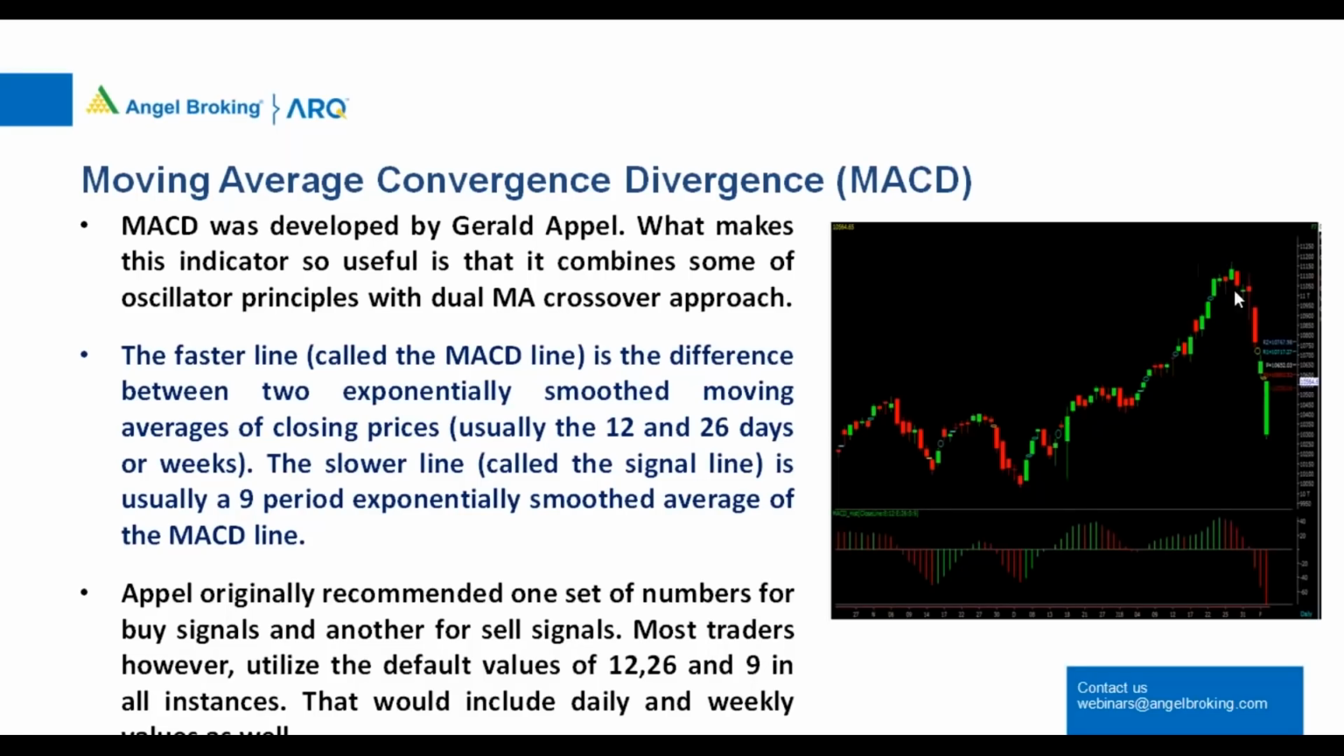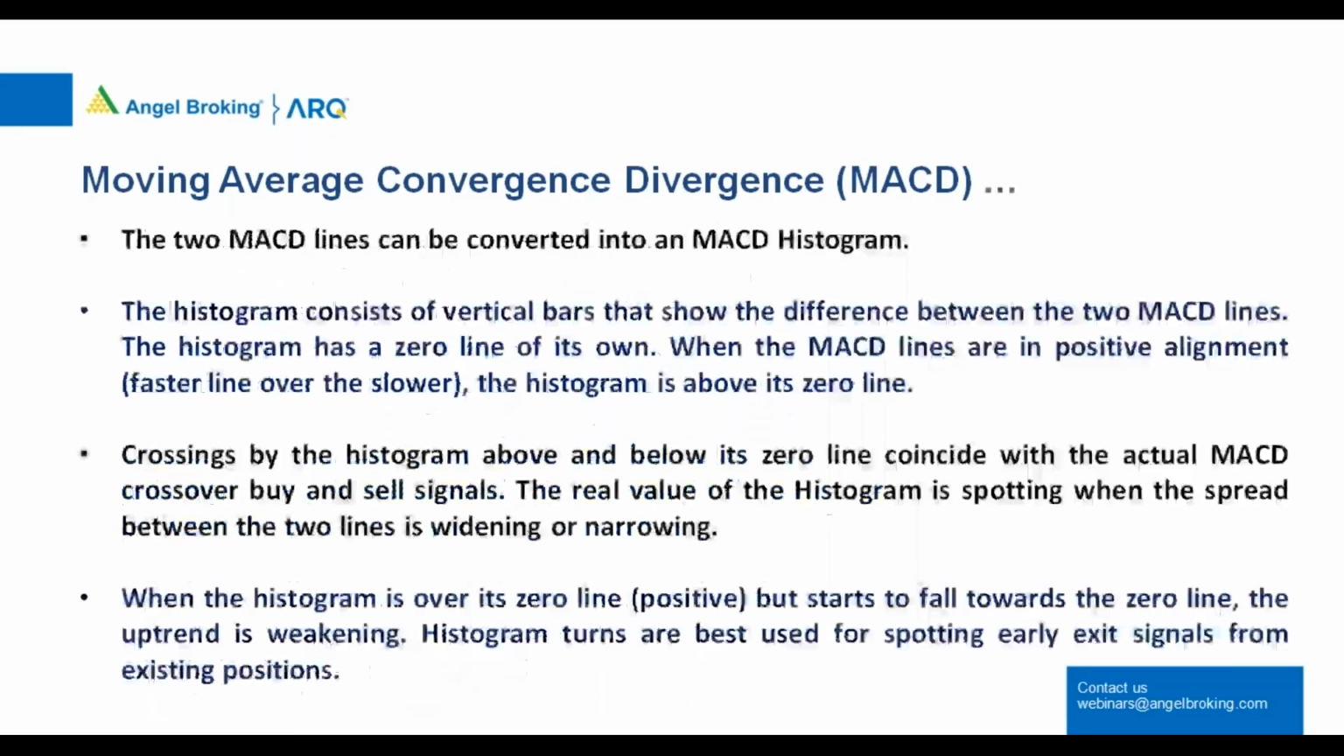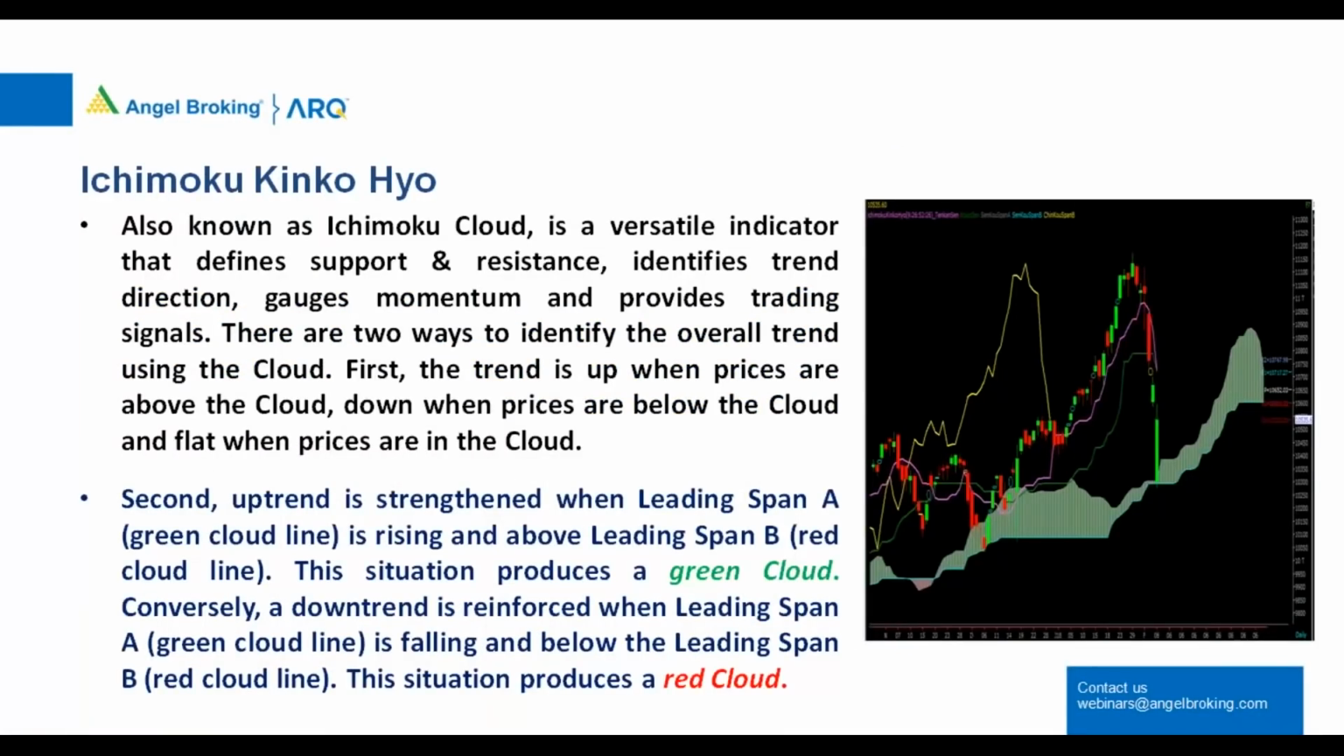So now we come to another indicator, which is the Ichimoku Kinko Hyo. This is something which is very popular and used very well, and it is gaining in prominence, but people don't understand much about this. People find it to be complex, but it is not complex if you pay attention to how it works. Also known as the Ichimoku cloud, it is a versatile indicator that defines support and resistance, identifies trend direction, gauges momentum, and provides trading signals.